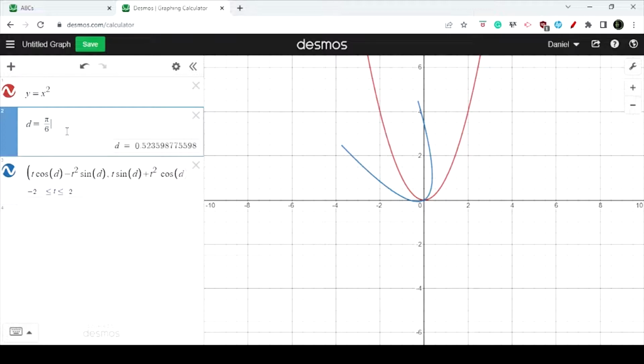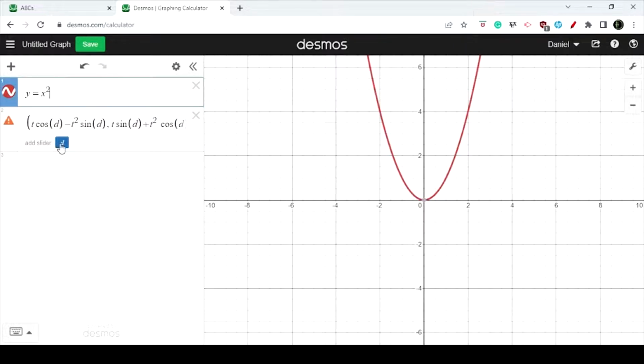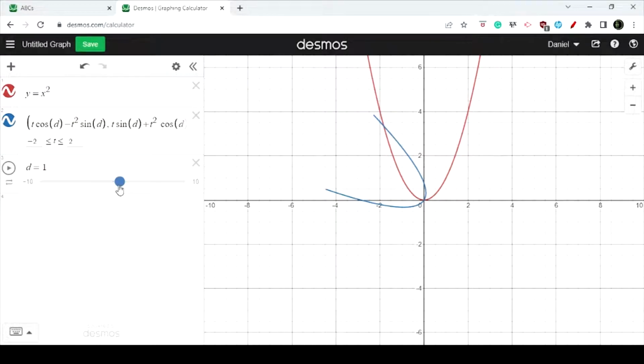And this should allow us to add a slider here. So if I make this 0, it should offer us a slider. It doesn't. Let's try that again. There we go. So you have to throw in a value that it doesn't recognize. Only then it'll make a slider. If you slowly move this value around, you can see that we have this parabola rotating.